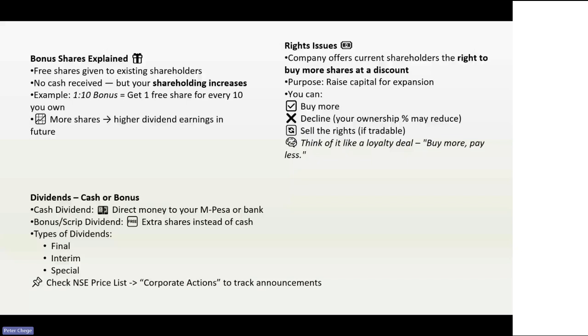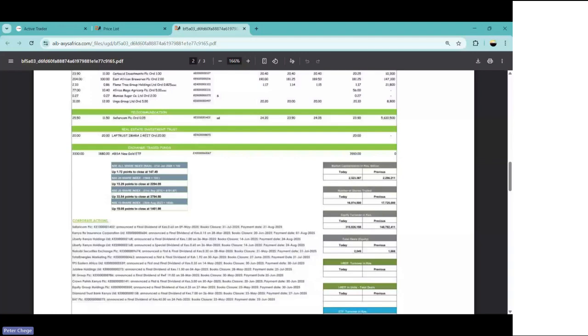So you can buy more, that is, you take up the rights. Or decline, but remember, your ownership reduces because you're not taking the additional shares, or you can sell them in the market if they are tradable. You think of rights like a royalty deal, buy more, pay less. It's you to decide, do you want to go into that deal? Do you want to decline it? Or do you want to give it to somebody else? That's what that means. So before we come to dividend reinvestment, let me show you where these corporate actions are. They're in the NSE price list.